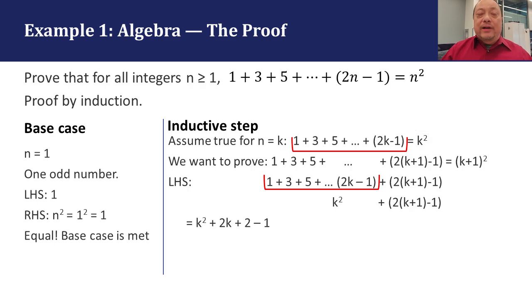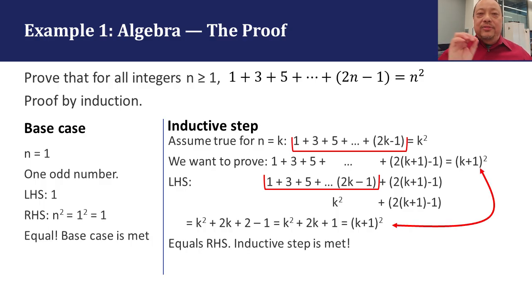Now expand the algebra. k squared plus 2 times (k plus 1) minus 1 equals k squared plus 2k plus 2 minus 1 equals k squared plus 2k plus 1, which is (k plus 1) quantity squared, which is equal to the right-hand side. The inductive step is met. Since we've established both the base case on the left and the inductive step on the right, we're done.